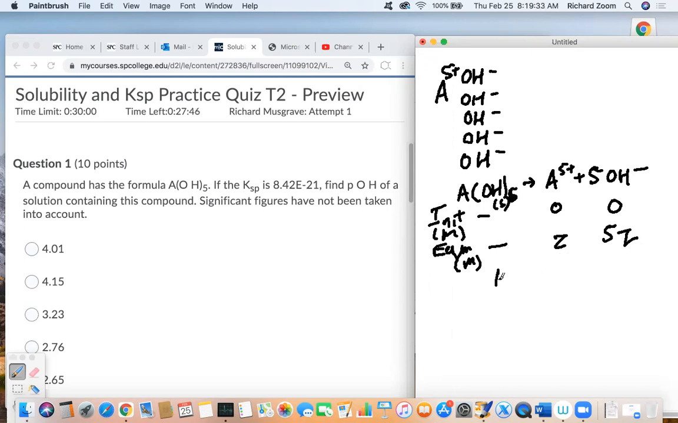Okay. The Ksp is going to be based on the dissolved ions, A5+, and then OH- to the power of 5. So if I go ahead and substitute in what I have, it would be 8.42 times 10 to the negative 21.